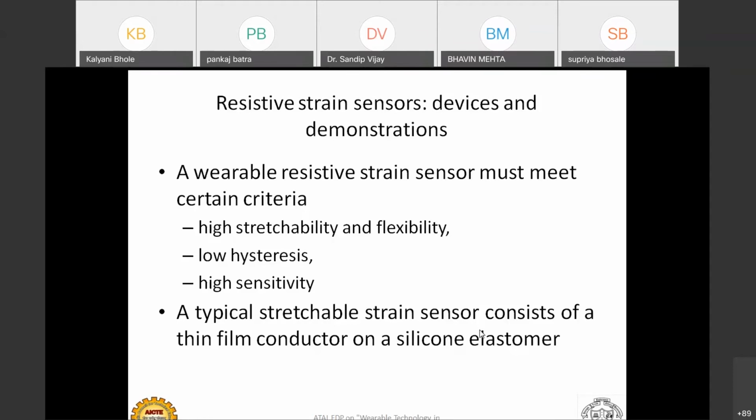A typical stretchable strain sensor consists of a thin film conductor on a silicone elastomer. From the material point of view, a stretchable strain sensor is a thin film conductor placed on a silicone elastomer. It is more in the MEMS kind of development, but I just want to give you a material perspective, what the material is that is used here.